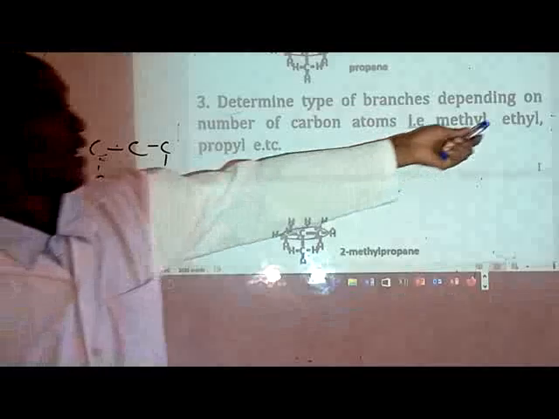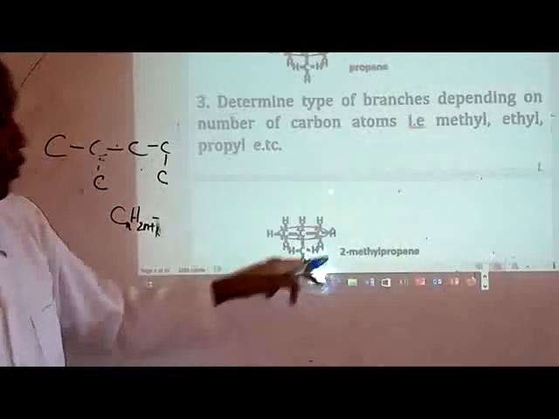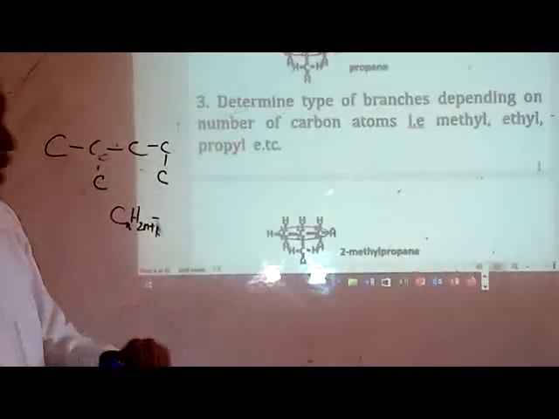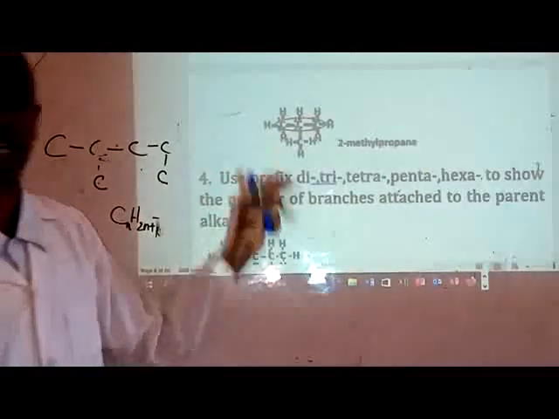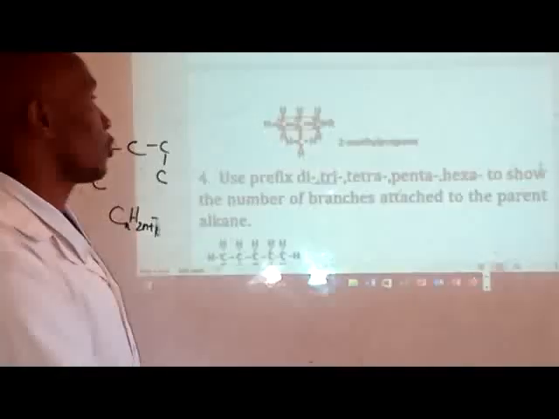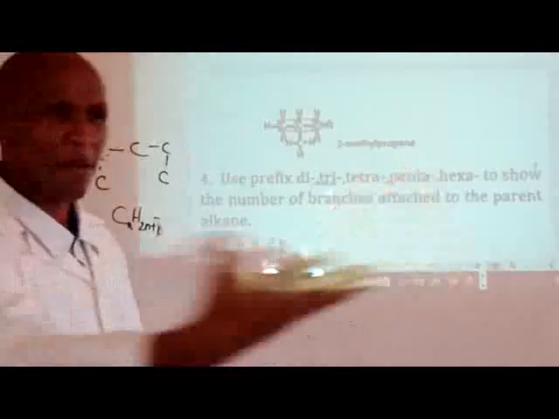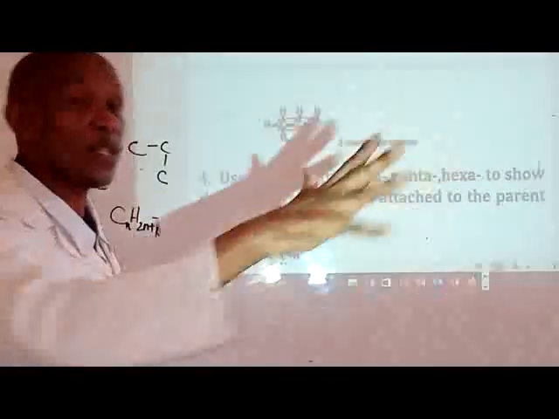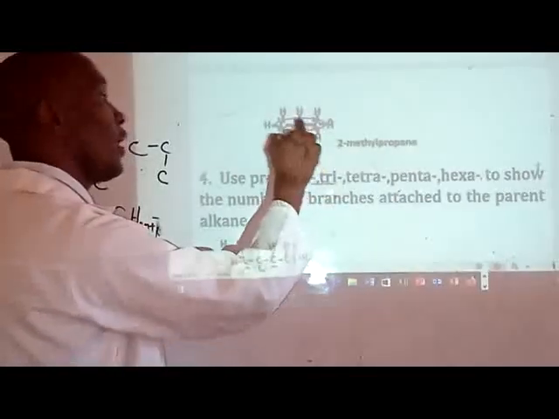So we then determine the type of branch: the methyl, ethyl, or the propyl. Then we name it. The other thing we need to do is get the location. Where is that alkyl group? How do you do that? By numbering the carbon atoms, and we are allowed to number from either side as long as you start from the end. So 1, 2, 3.